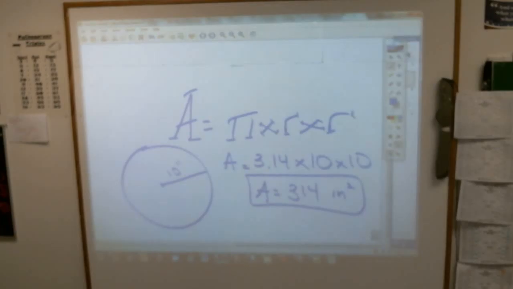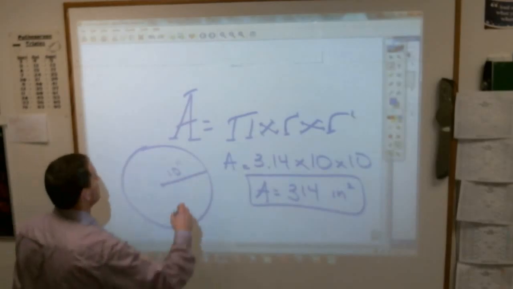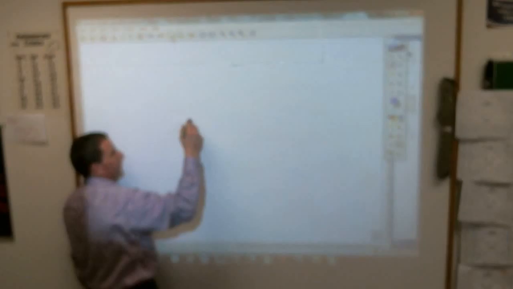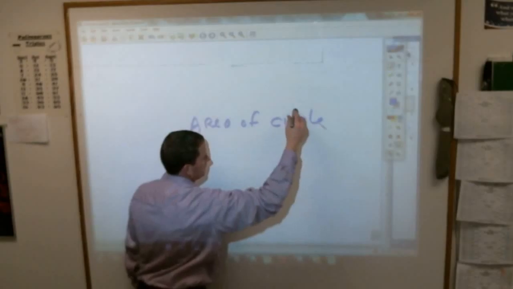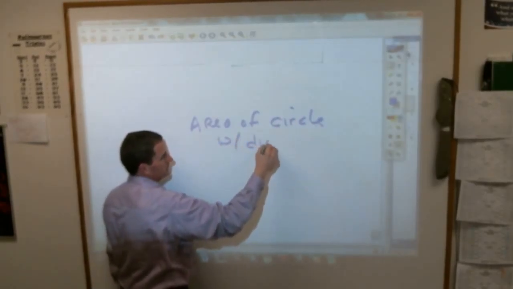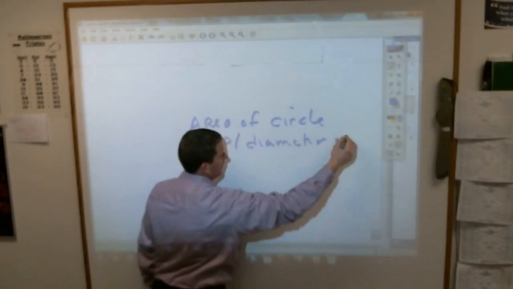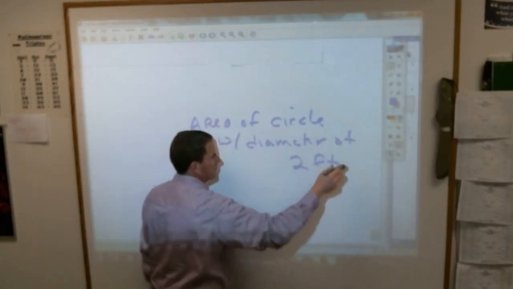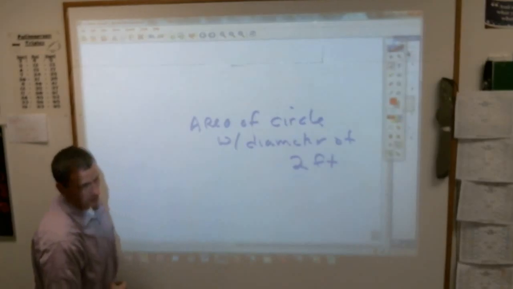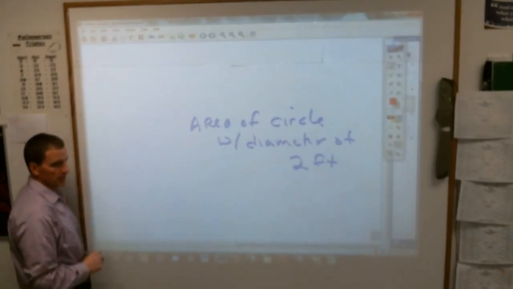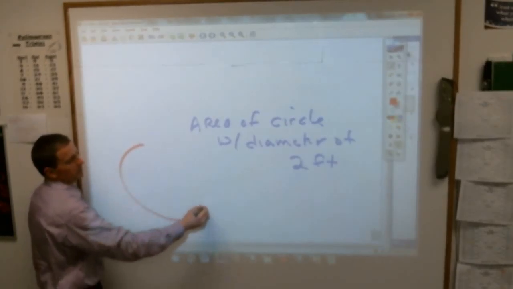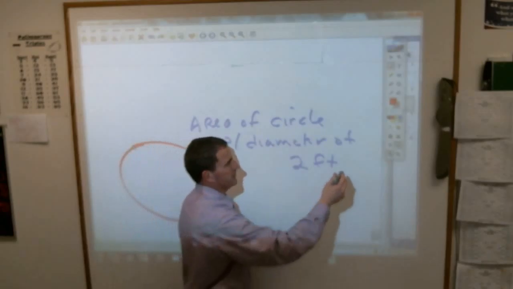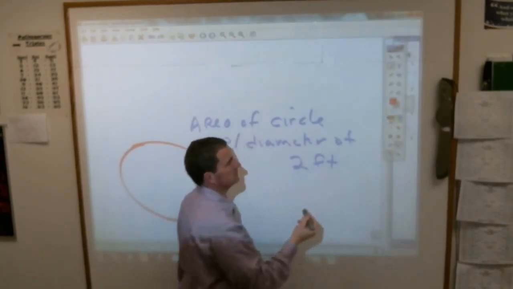So one more just from the book here. It says calculate the area of a circle with a diameter of 2 feet. Just so you know what I expect of you, if you see this problem in the book, first thing you would do is do what? You would draw the circle, did you say? That's perfect. You draw your circle, label the diameter, which is what? 2 feet.